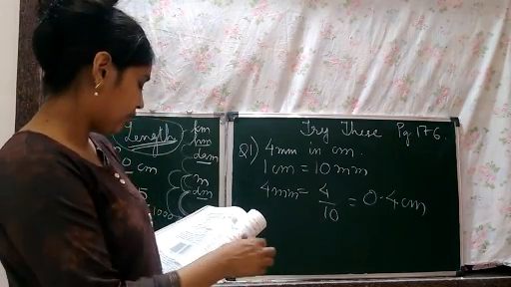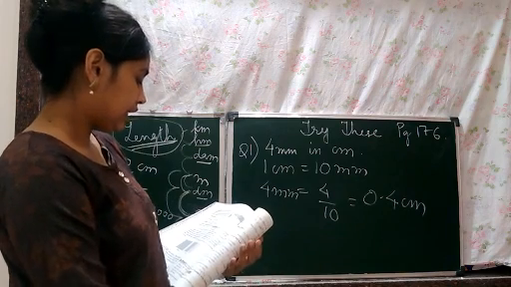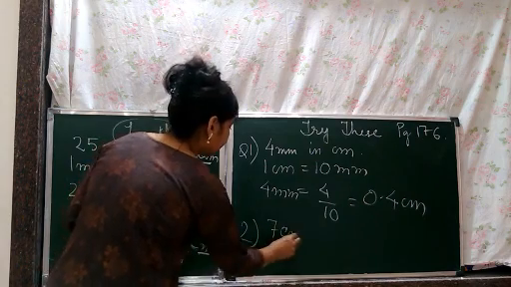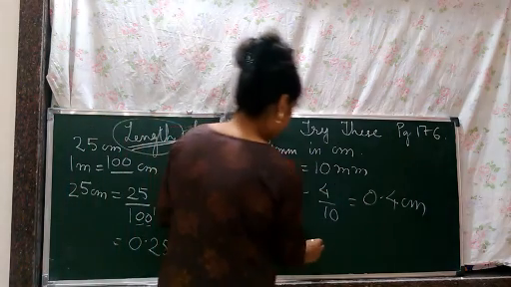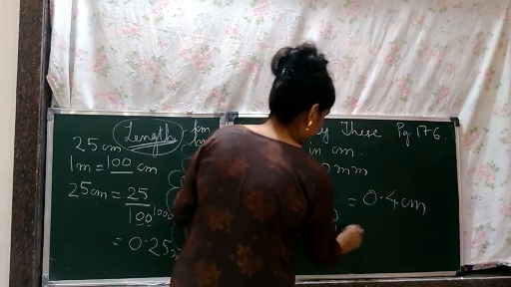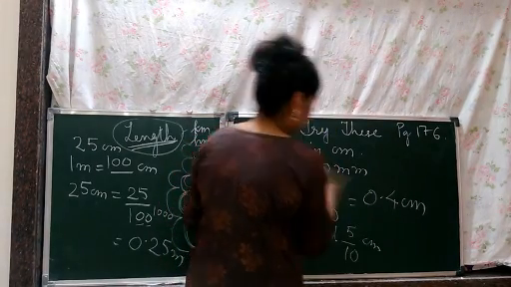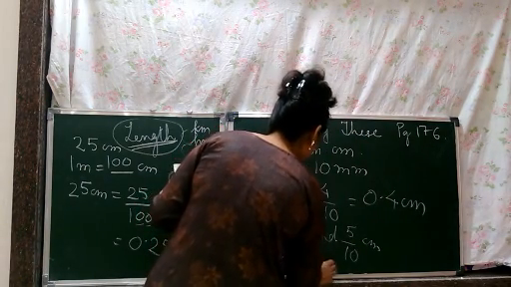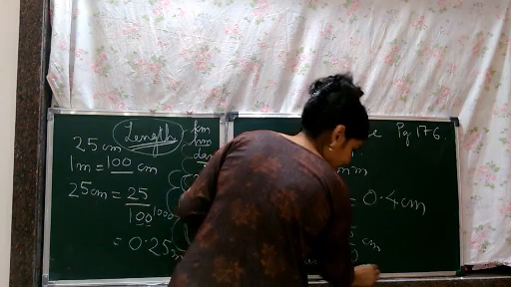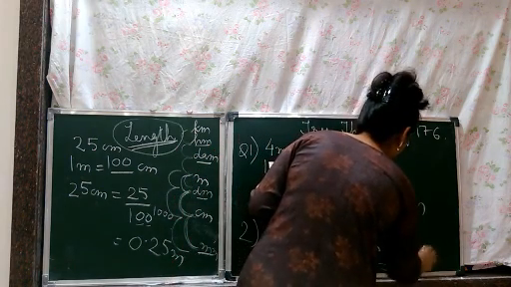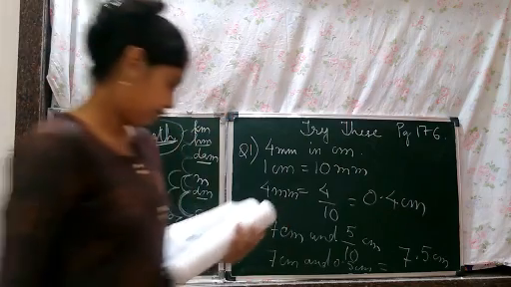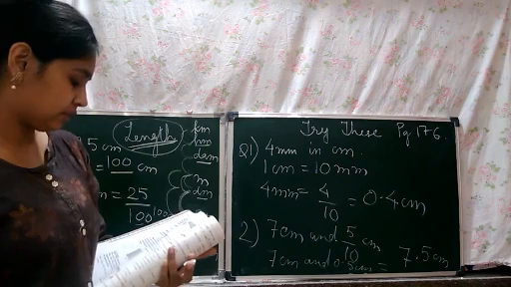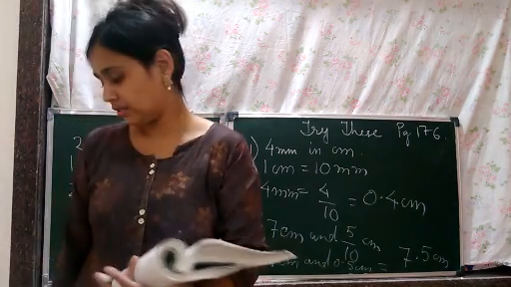Now question number 2. How will you write 7 centimeter 5 millimeter in centimeters? Directly you can write now. 5 millimeter means 5 by 10 centimeter. So that means 7 centimeter and 0.5 centimeter, which gives us 7.5 centimeter. Now question number 3. Can you write 52 meters as kilometers? Yes, let's do it.